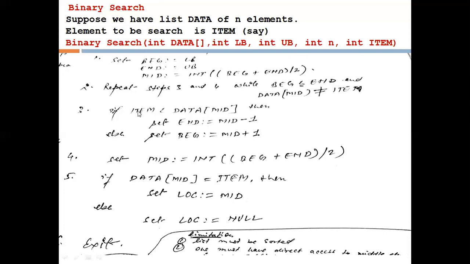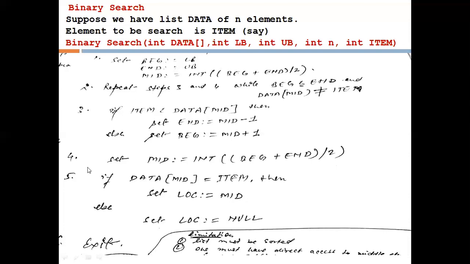Else means item is greater than this middle element. Since the list is sorted, so definitely beginning we will set beginning is equal to mid plus 1, and hence the sublist in which we will search in the next iteration becomes mid plus 1 to last end. So this is step 3 in this loop.